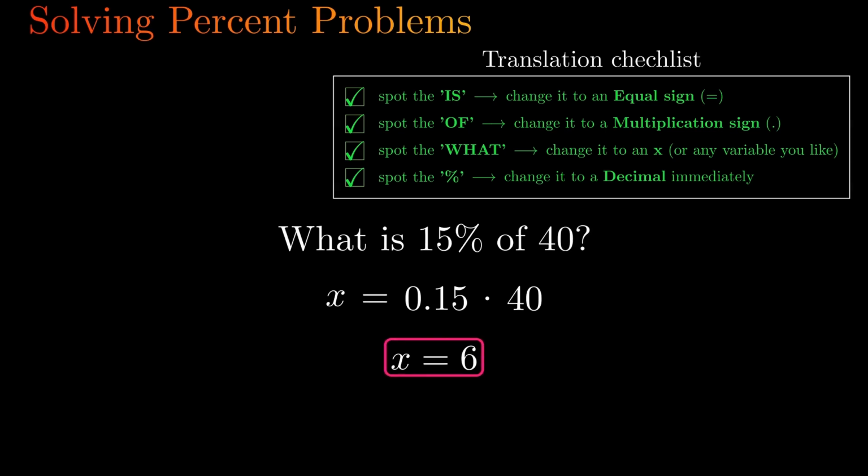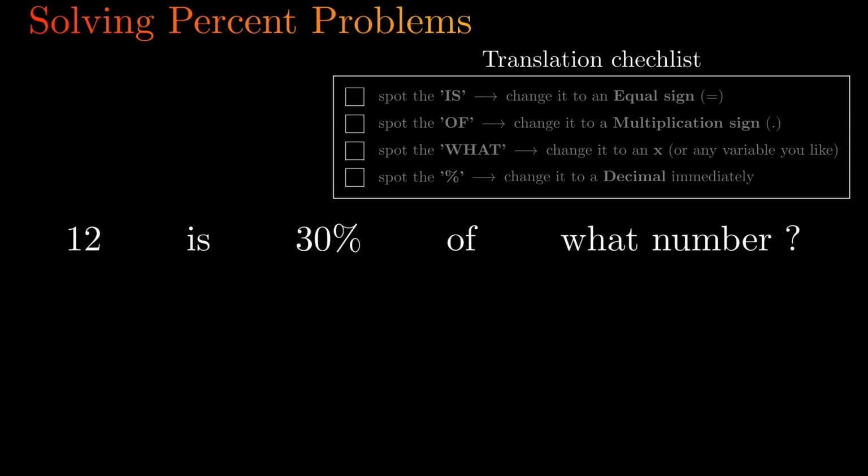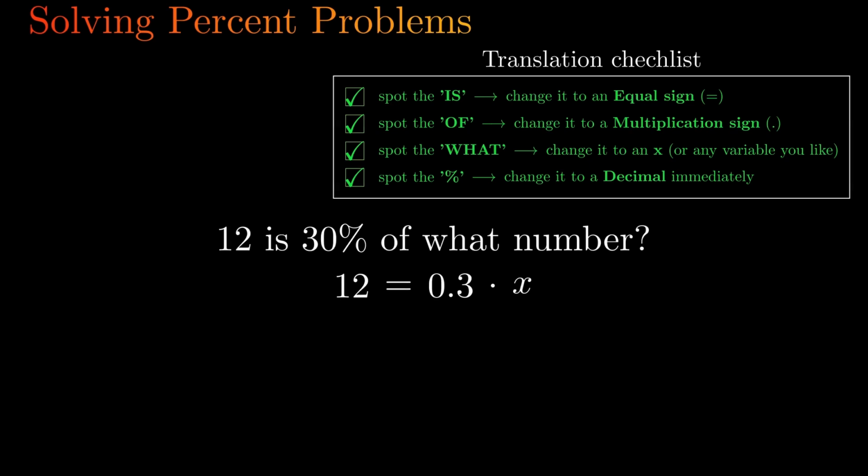Example 2. Finding the whole. The question is, 12 is 30% of what number? Let's run the checklist again. 12 stays 12. Is becomes equals, 30% becomes 0.30, of becomes multiply, and what number becomes x? Our equation is 12 equals 0.30 times x. To get x by itself, we need to undo the multiplication. So we divide both sides by 0.30. X equals 12 divided by 0.30.